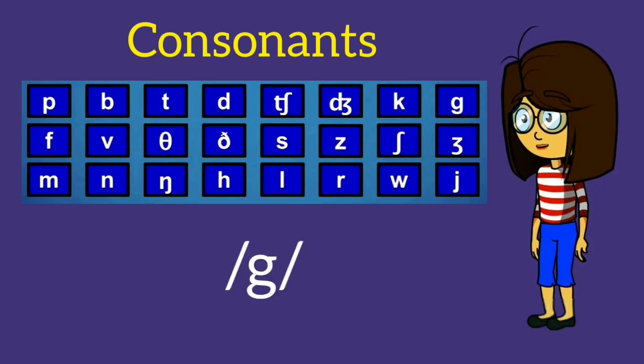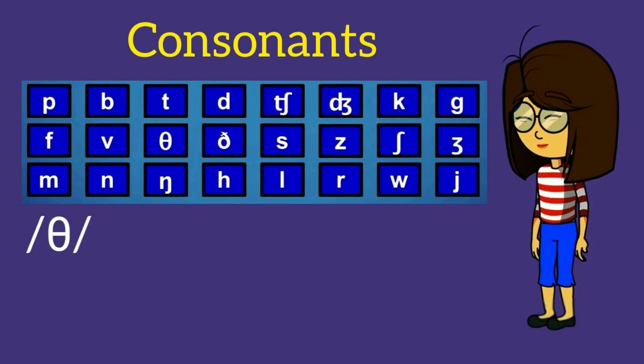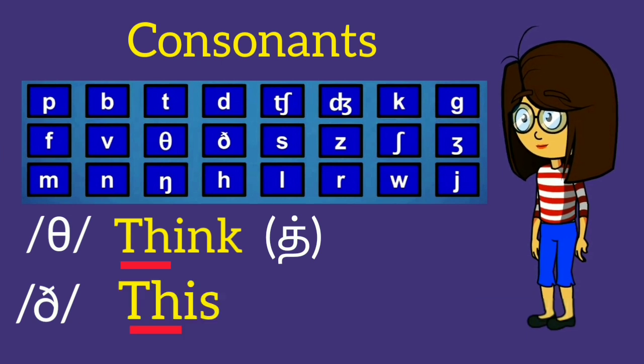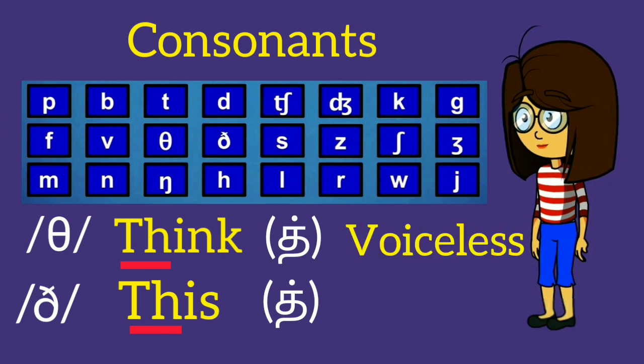Next, G, F, V. Next consonant is th, as in the word think. It sounds like the Tamil letter th. Next is th, as in the word this. It sounds like the Tamil letter th. The difference between these two is that the first is a voiceless consonant, whereas the second is a voiced consonant. That is, the stress is given here.